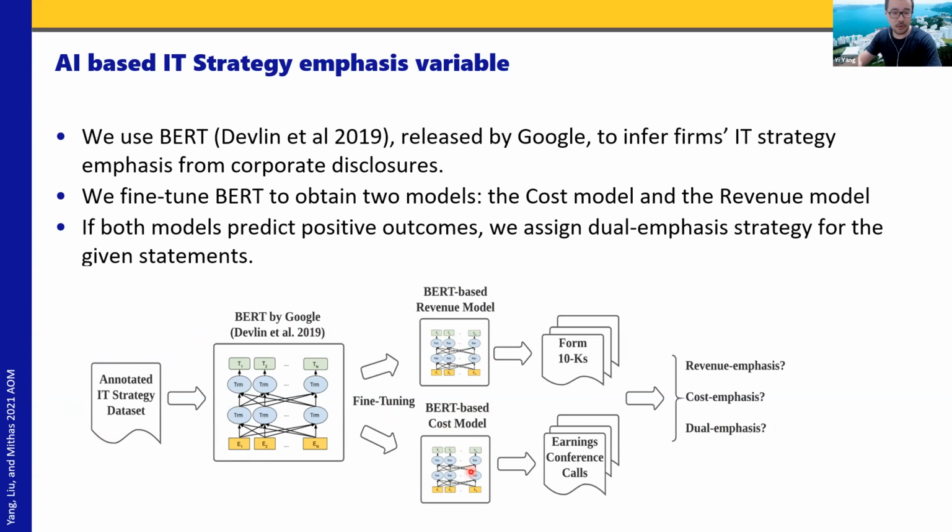After we have these annotated data sets, we fine-tune the BERT model by Google and produce 2 fine-tuned models, the BERT-based revenue model and the BERT-based cost model. I will not go through the technical details in the 10 minute presentation. It's all in the paper, but simply put, once we get these fine-tuned models, given a sentence, the model can predict whether this sentence indicates a revenue strategy or not, or a cost strategy or not. If a sentence is classified as positive in both models, we label the sentence as a dual emphasized strategy. That way, we can infer firms' IT strategy from their text corporate disclosures using text analysis methods.